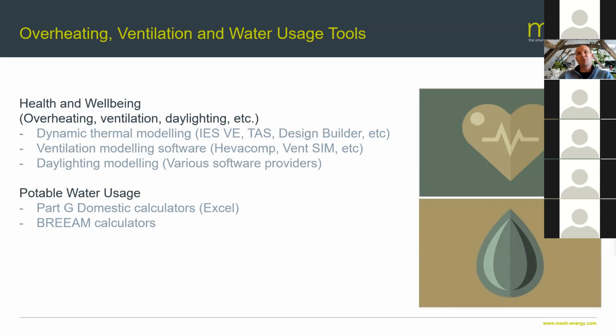Potable water usage is actually probably the most simple. There are free calculators available. There are BREEAM calculators, and there's the Part G domestic calculator, which again there are ones online. There are Excel calculators, and we use various ones internally. But potable water usage is a pretty simple one, particularly compared to overheating, ventilation and daylighting. So that's just a really quick snapshot. And I can see Kate, actually, I said I wouldn't mention the chat, but Kate's just put up about Saphira, which is available in SketchUp as well, and can be used for some of these things.